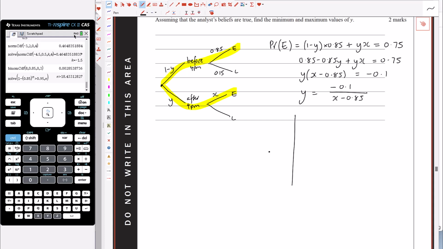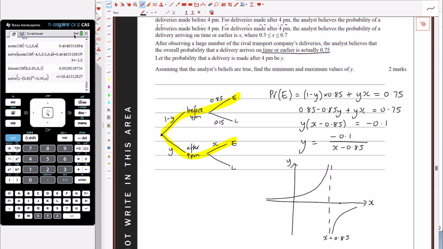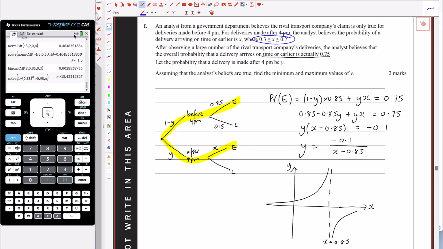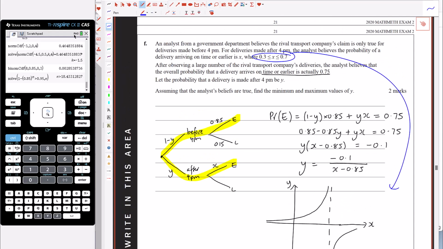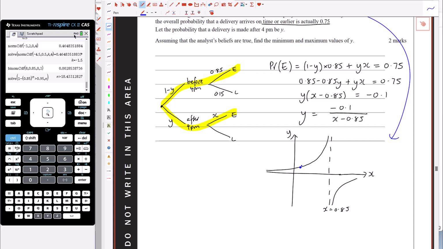So we're essentially going to have, if that's 0.85, let's put it right over here. Reflected means it'll be in these two quadrants. But remember, we also have a domain. We know that x is between 0.3 and 0.7. Was that inclusive? Yes. So 0.3 to 0.7 is actually all we're interested in.